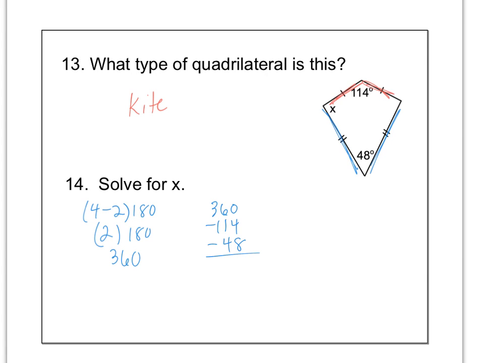I'm using my calculator too, and I get 198, and then that means I have 198 degrees left, and I have this angle here and this angle here. Now those two angles in a kite will be congruent. And so if I take my 198 and just divide it in half, you're going to get a nice number, 99. And so that means 99 degrees goes here and 99 degrees goes here. So x is 99.